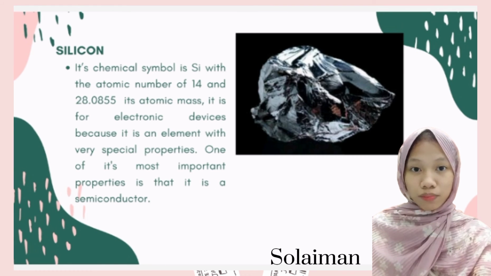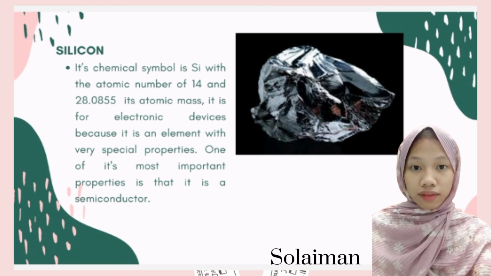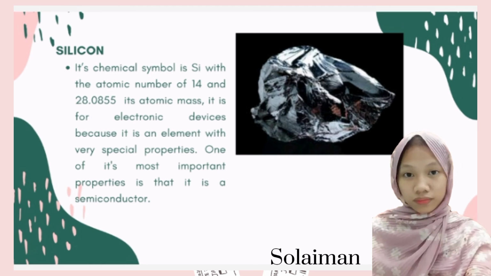Silicon. Its chemical symbol is Si with the atomic number of 14 and 28.0855 its atomic mass. It is used for electronic devices because it is an element with very special properties. One of its most important properties is that it is a semiconductor.